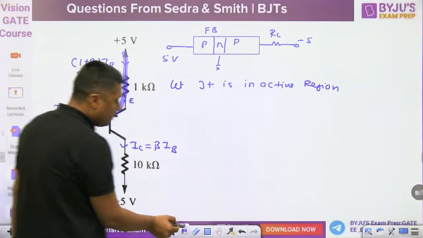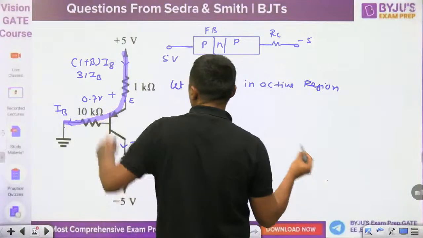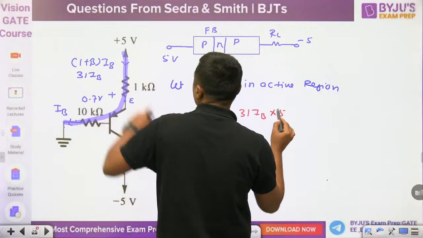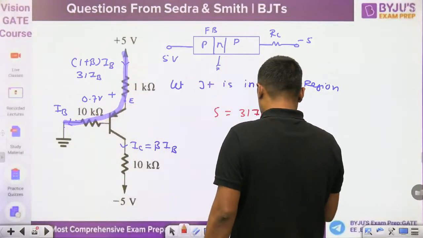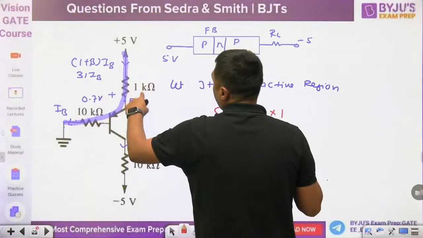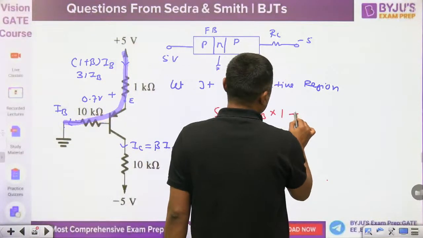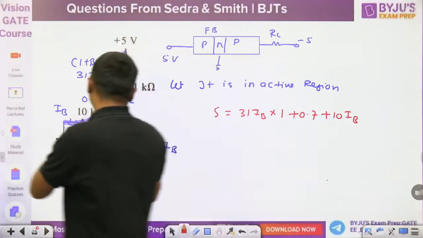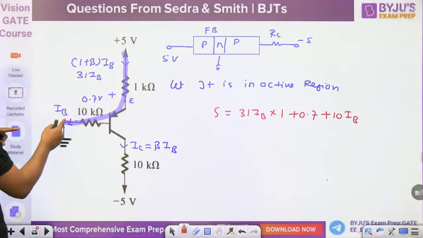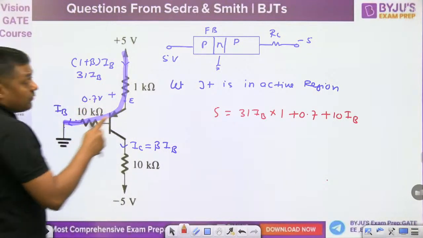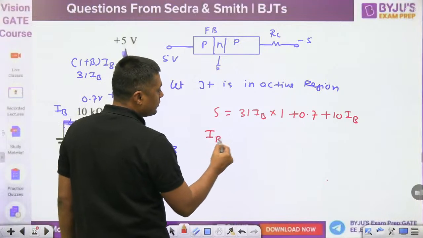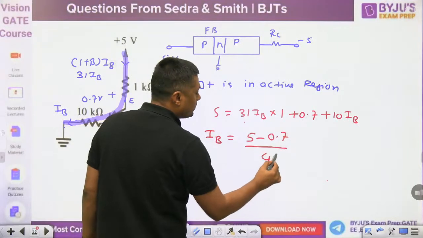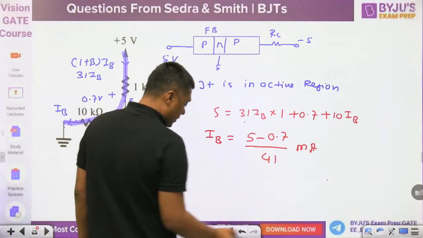When I am writing the KVL here, it will become 5 equals 31 times IB into 1, this is 1, plus 0.7 plus 10 times IB. I am solving the question on a PNP transistor, 10 times IB. So write down the KVL. From this you can find the value of IB: 5 minus 0.7 upon 31 plus 10, 41. This is in milliampere. You can find the value of IB.